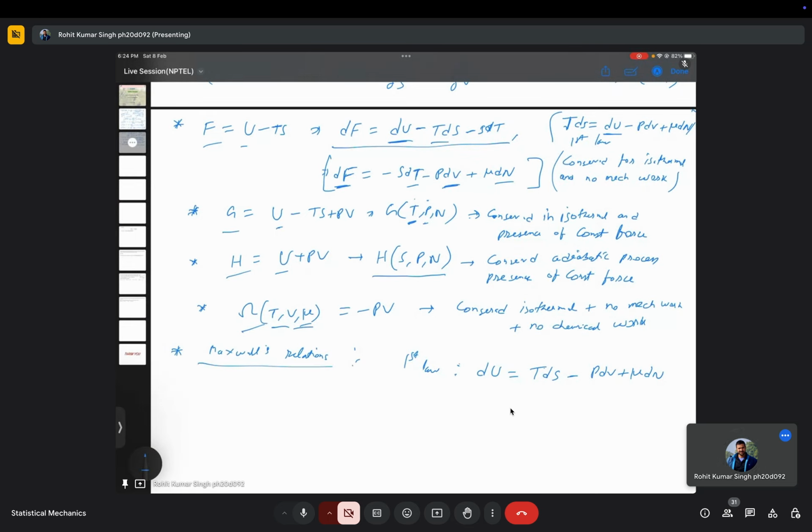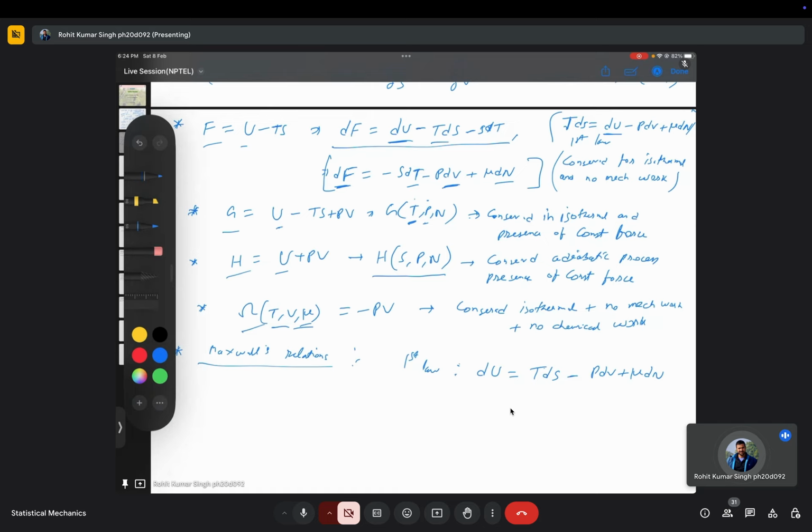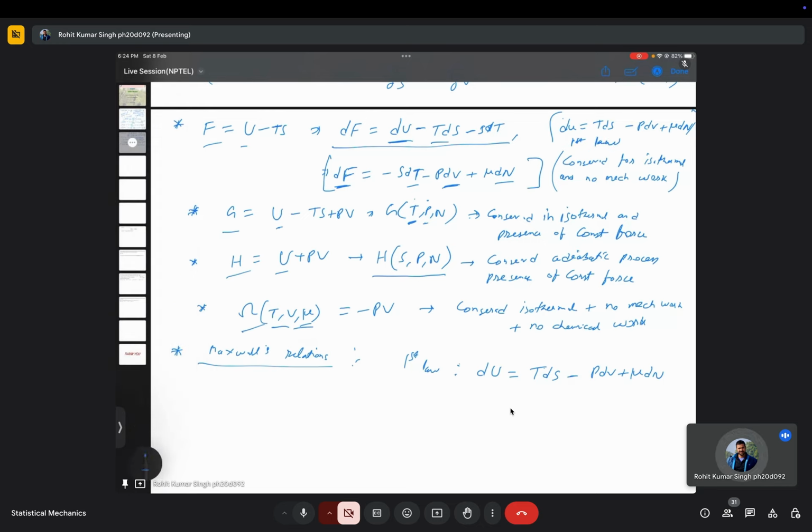Sorry, yeah, I made a mistake and no one noticed. Here I wrote it wrongly. This should be like this. So you guys need to put a little bit of focus. You are not noticing anything. I wrote the first law of thermodynamics wrong here, but no one pointed it out.